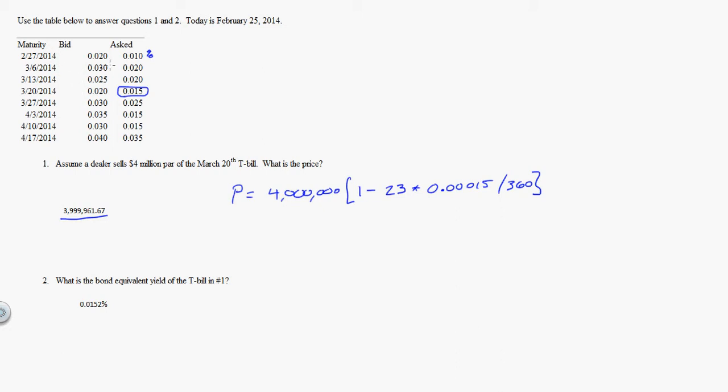The number of days is 23 because today's the 25th, so it's 2 days to the 27th. These mature on Thursday, so I know they're 7 days apart, so that's 9, 16, 23 days.